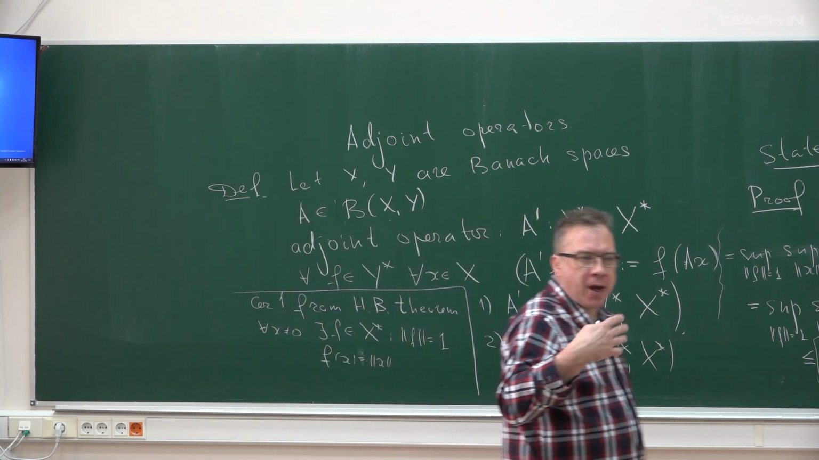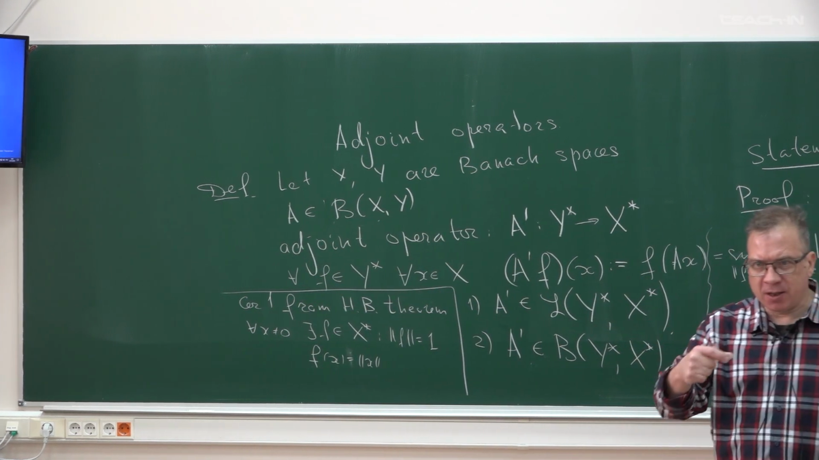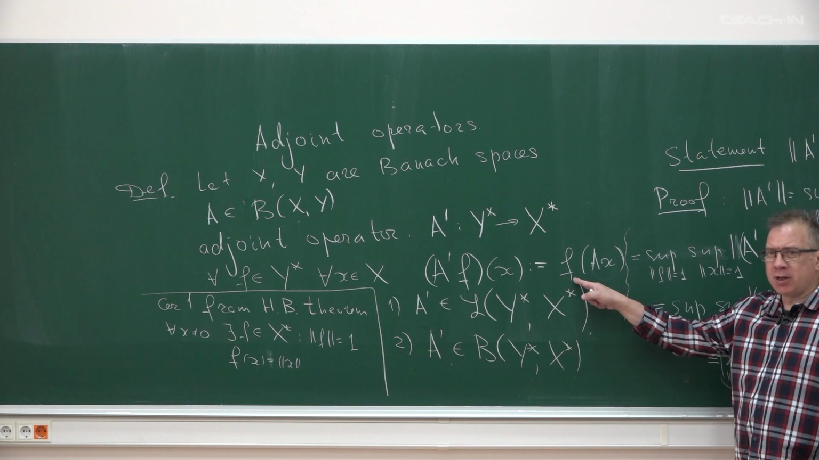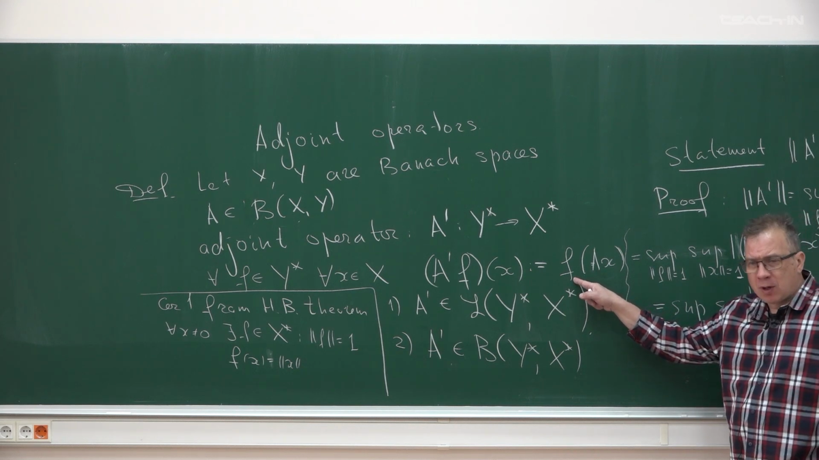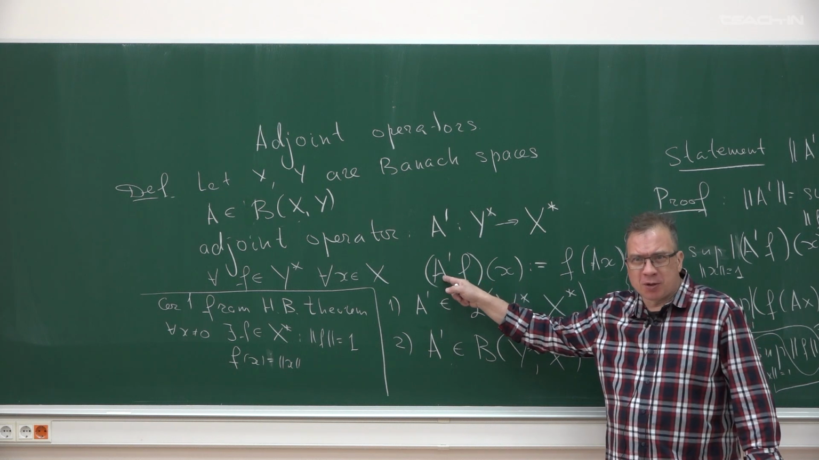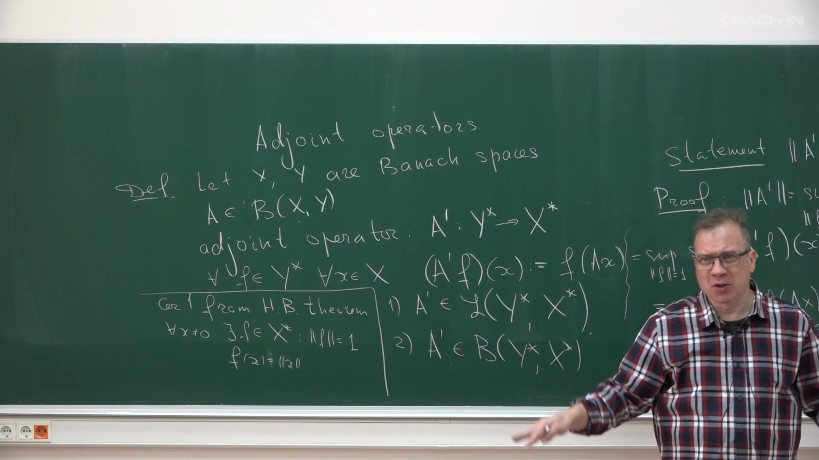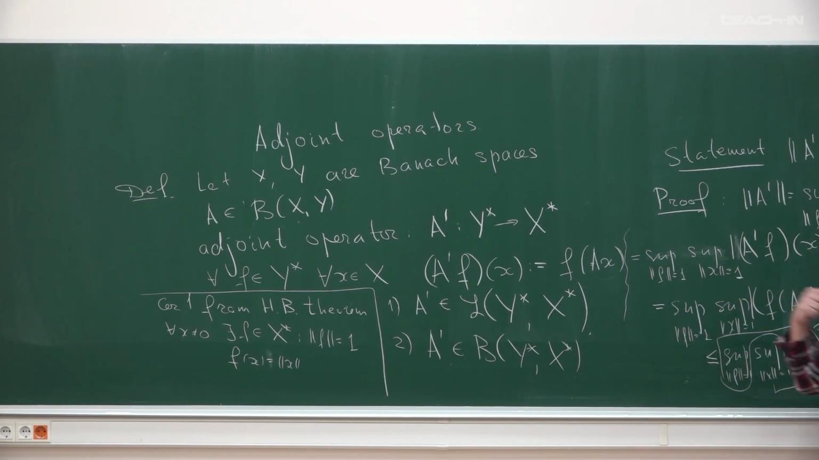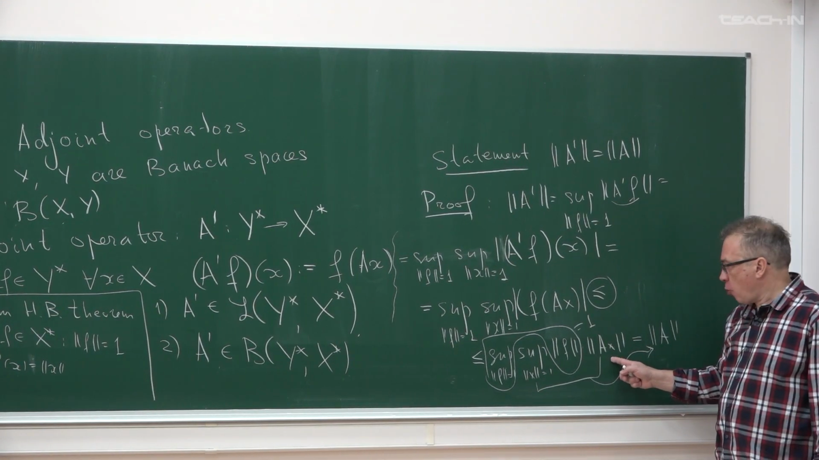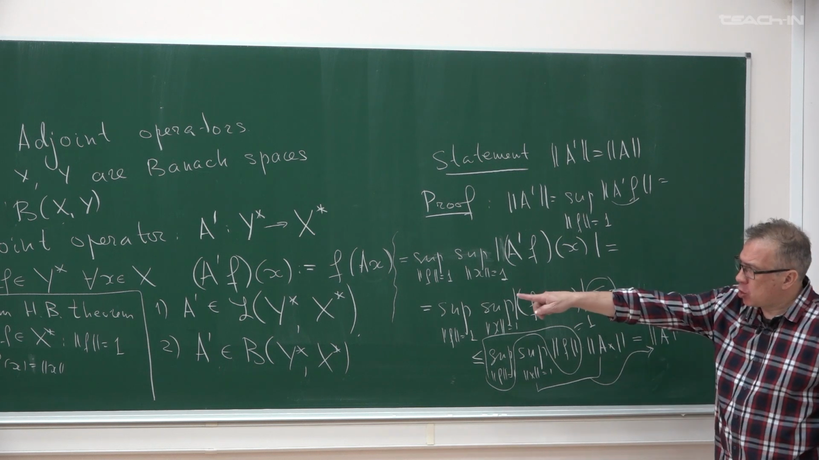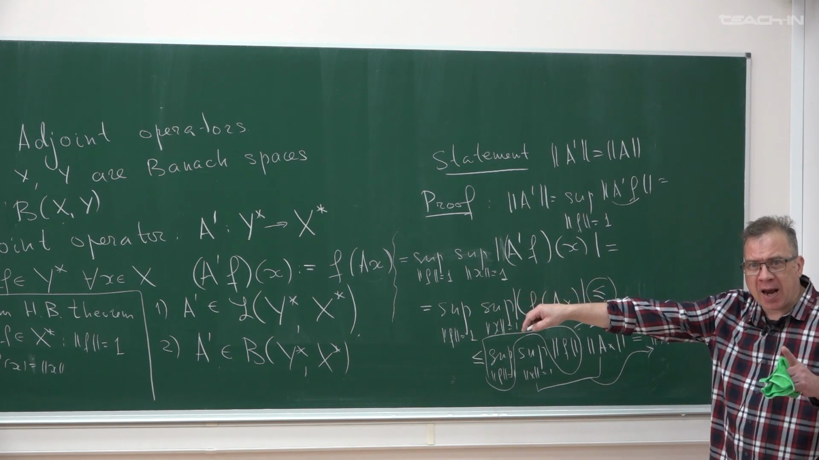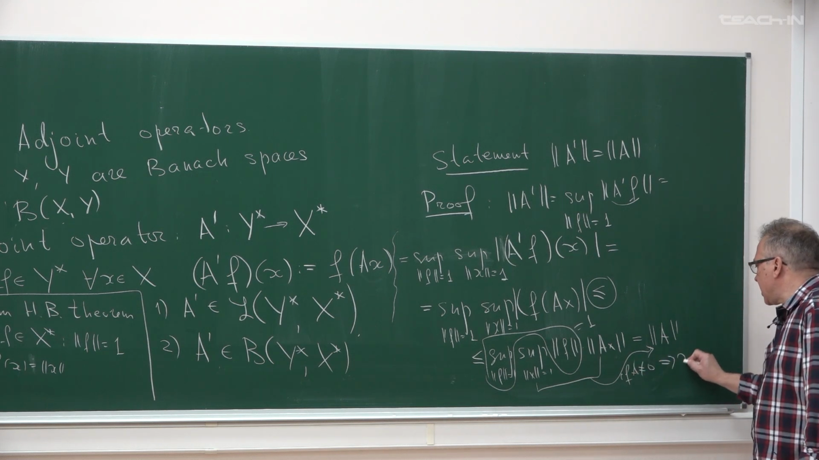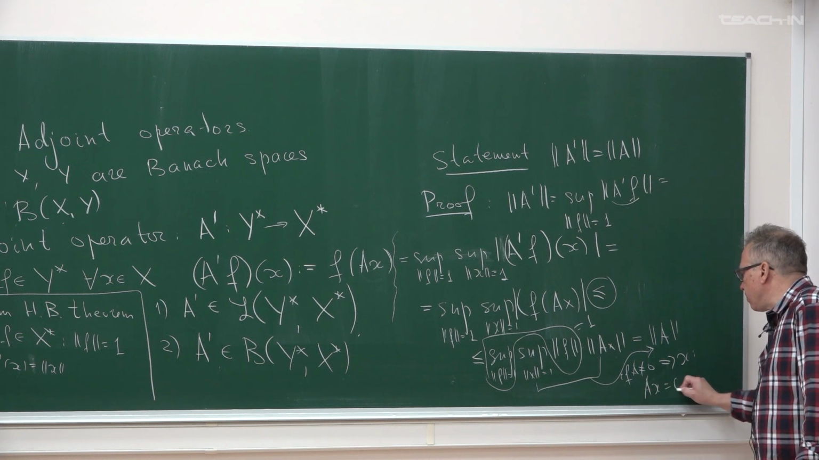If our original operator A is 0, then any linear functional on 0 gives us 0. So we immediately obtain that the adjoint operator is 0, too. So the norms coincide, it is a trivial situation. The interesting situation is when A is not 0. If A is not 0, then there exists x such that Ax is not 0, and we use this corollary for the element Ax.